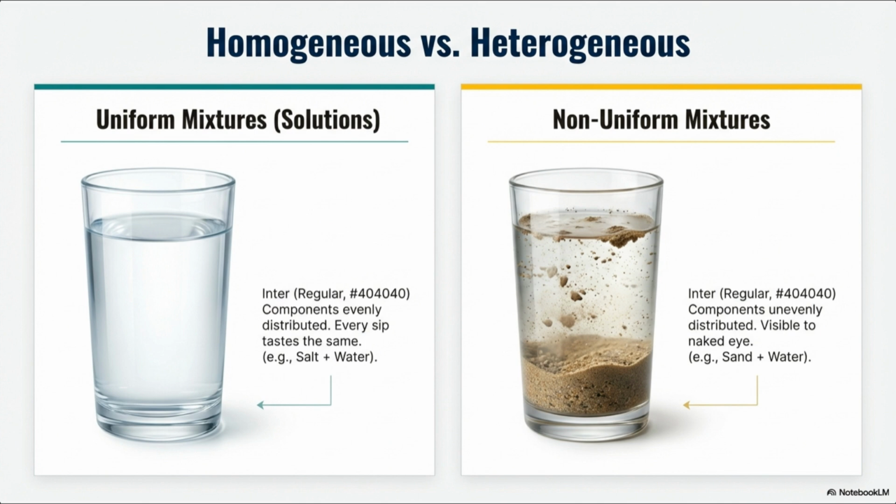You might also know it as a solution. Think of salt dissolved in water. It's totally uniform, right? Every single drop is the same. But on the right, that's a heterogeneous mixture. Think sand and water. You can clearly see the different parts, and they are definitely not mixed evenly. So the big takeaway here, it all comes down to whether the mix is uniform or not.